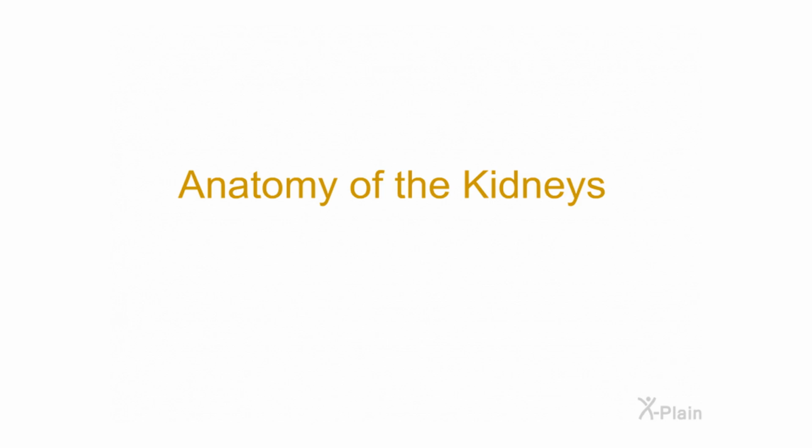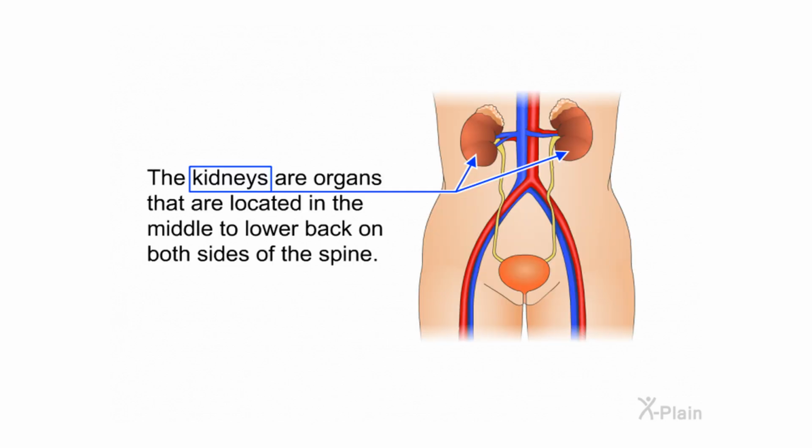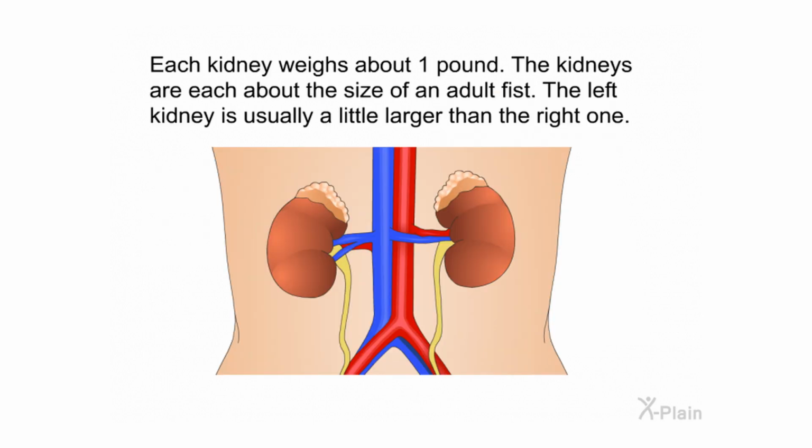Anatomy of the kidneys. The kidneys are organs that are located in the middle to lower back on both sides of the spine. Each kidney weighs about 1 pound. The kidneys are each about the size of an adult fist. The left kidney is usually a little larger than the right one.